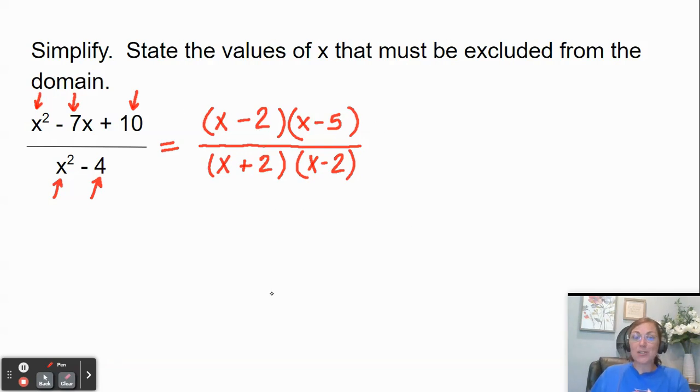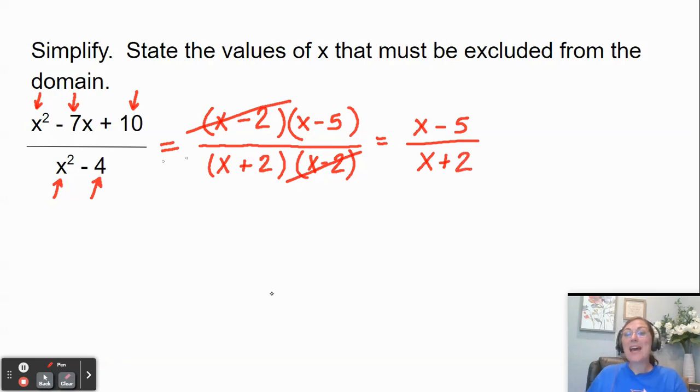But now that we have it factored, we look for anything that they have in common. So I see they both have an x minus 2 in parentheses, so those are going to cancel. That leaves x minus 5 on top and x plus 2 on the bottom. So that takes care of our simplify instructions.